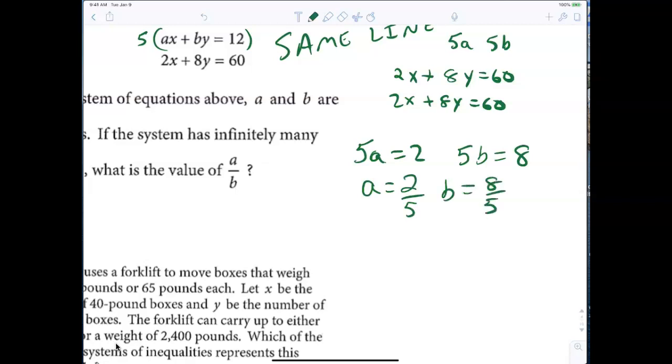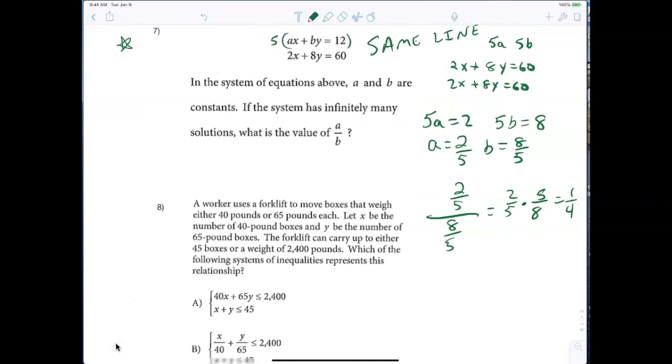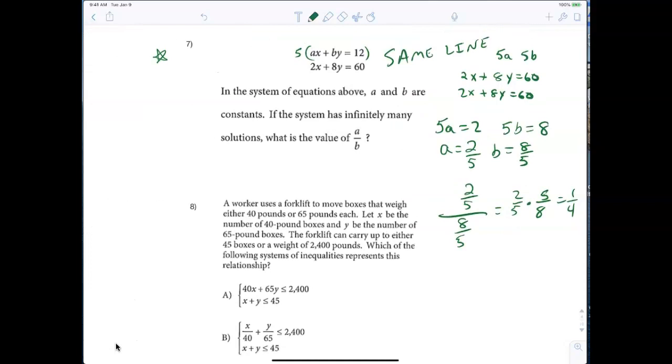What's B equal? 8/5. They want to know what's A divided by B. So what is 2/5 divided by 8/5? 1/4. That's the same as 2/5 times the reciprocal, which is 1/4. That's a very, very good problem. Yes, sir. Can't you also just take 2 and 8? Absolutely correct.